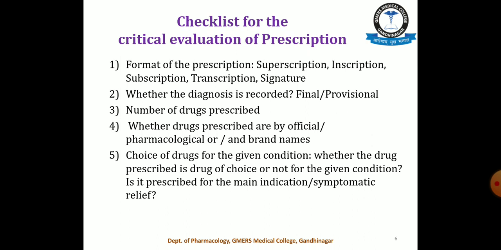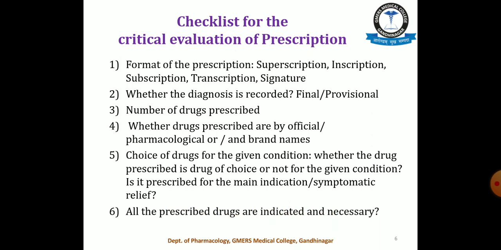And second thing is the sequence of the drugs. Sequence of the drugs means certain drugs are prescribed for the main indication and certain drugs are prescribed for symptomatic relief. For example, in a case of chloroquine sensitive P. vivax malaria, we are prescribing chloroquine and we are also prescribing tablet paracetamol. Paracetamol we are giving for symptomatic relief, reduction in the temperature. So ideally chloroquine should be written first and paracetamol should be written after chloroquine. This also you have to check.